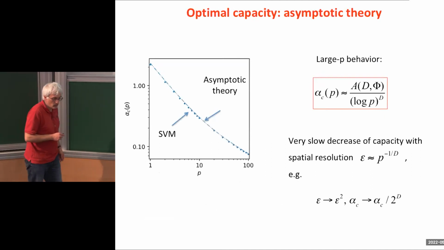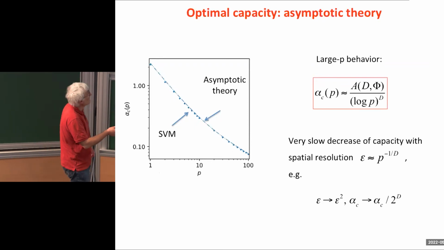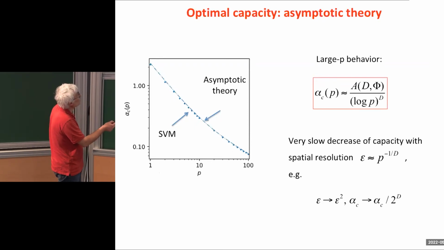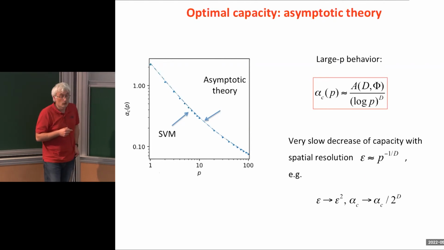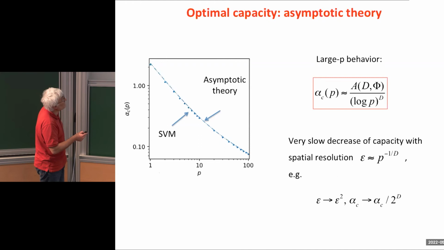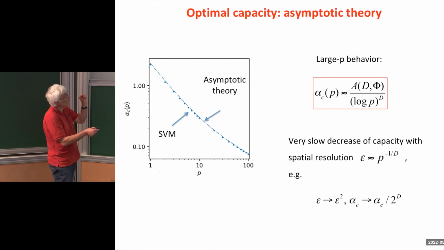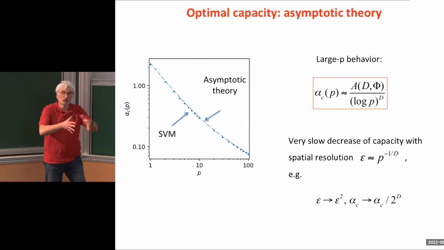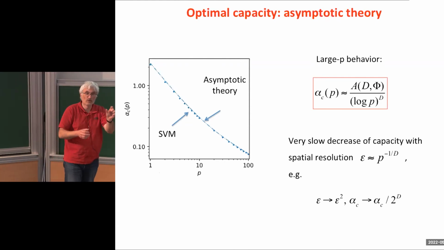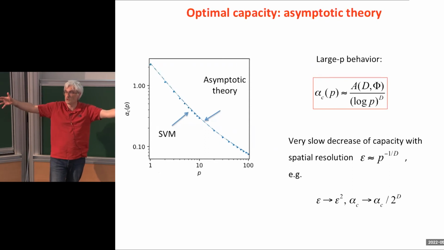And then just to go to the results, we find that the asymptotic behavior of the capacity is as 1 over (log P)^d, where d is the dimension of the manifold. So what does that mean in practice? That means it decreases very slowly with P and very slowly with epsilon, the spatial resolution, which is P^(-1/d). So just to give you a concrete illustration, suppose you want to store maps with spatial resolution epsilon. You will have a certain capacity, a certain maximal number of them that you can store.